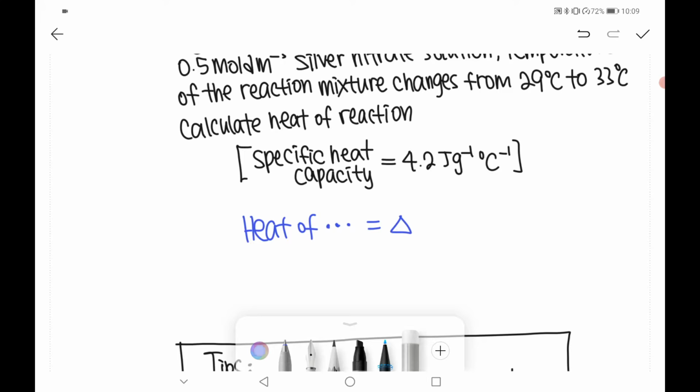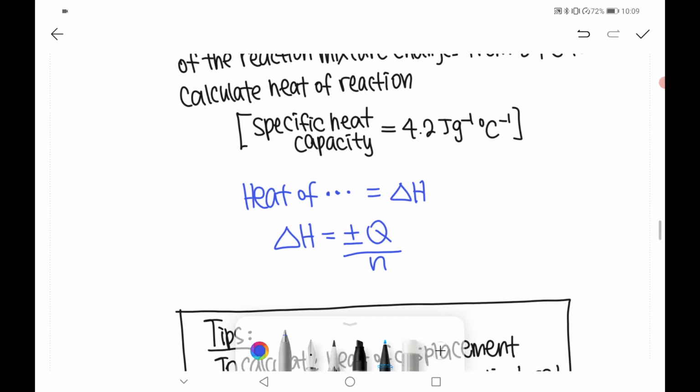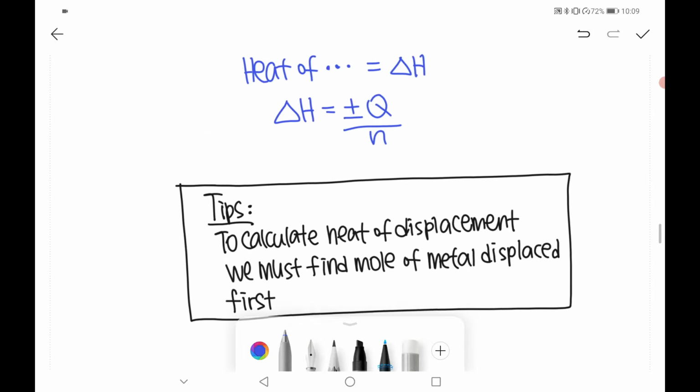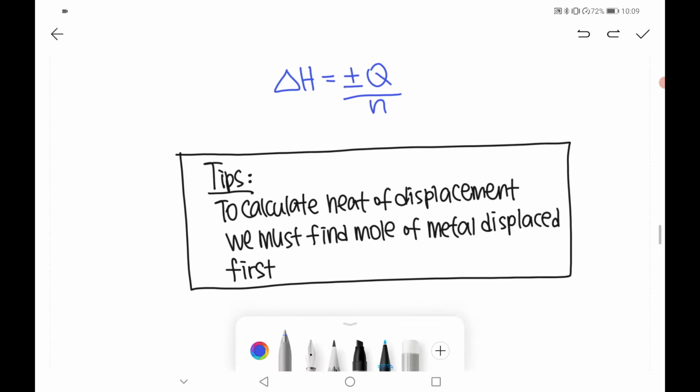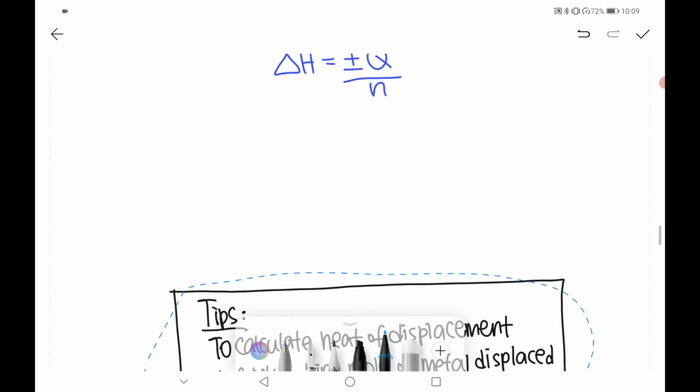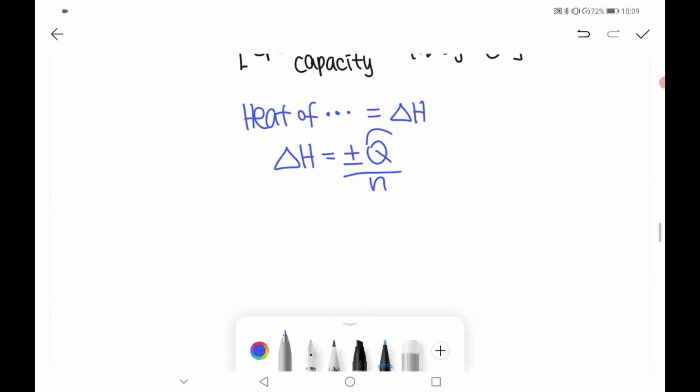So what is the formula for us to calculate delta H? Same thing we learned about the formula just now: delta H equals plus minus Q divided by n. Plus minus Q over n. So let's try to do the calculation now. The first thing we need to find is the Q, so let's find the Q first.